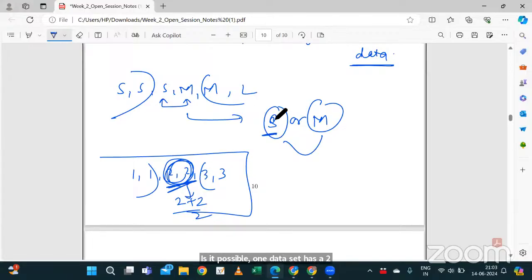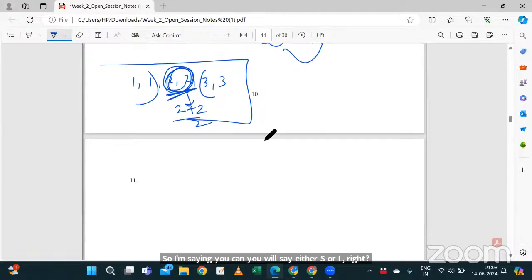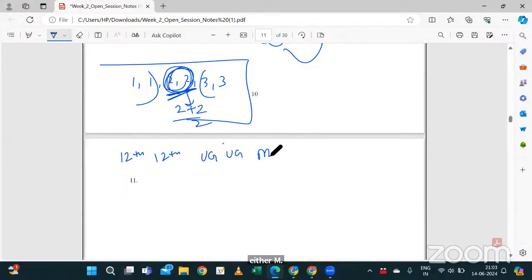Then you will say either S or M. Okay, suppose you are saying educational level. Suppose this is 12th, this is UG, and this is, let's say, MSc, something like that. Suppose you have these six candidates. Then what will be the middle?